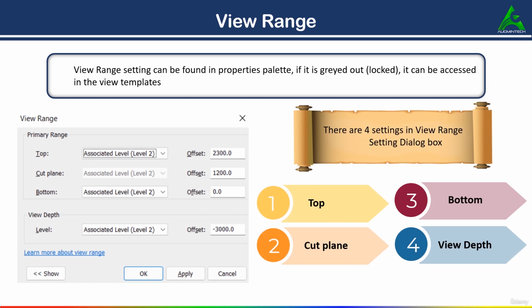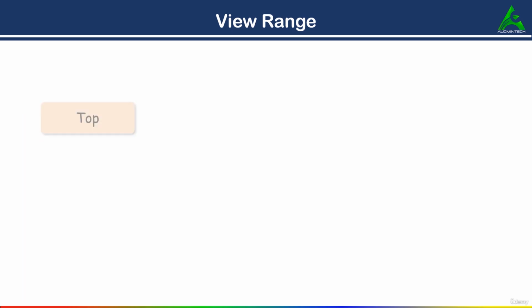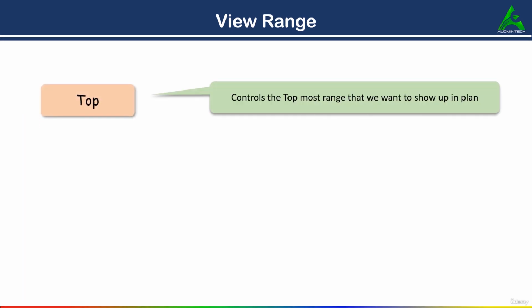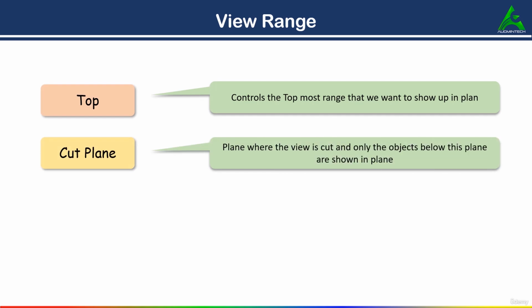Suppose you have placed any object in your drawing and you want to see that object. So this view range setting is very important. Okay, let's see. So what is the top plane? This top plane is used to control the topmost range that we want to show up in plan. Then what is the use of the cut plane? The plane where the view is cut, and only the objects below this plane are shown in plan.